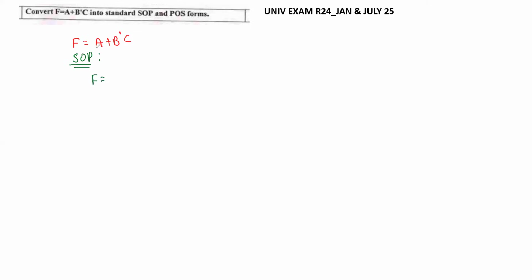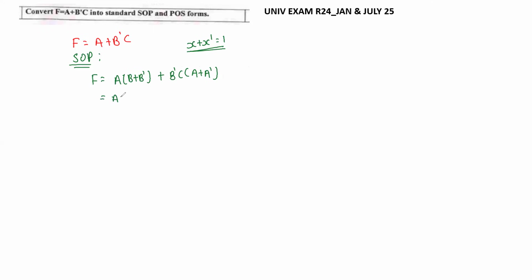So the first term is A. What is missing here? B and C both are missing. So here we can do this step by step. We can multiply this one with B plus B dash. Okay. And in the second term, which is missing? A is missing. So this will be multiplied by A plus A dash. Why are we multiplying by A plus A dash? By using the complement, you know that X plus X dash will be equal to 1.